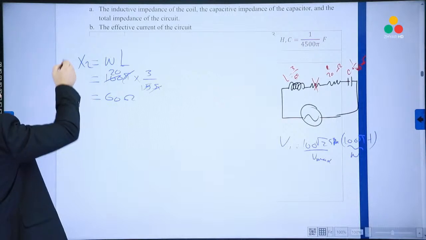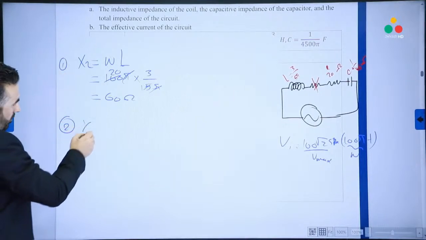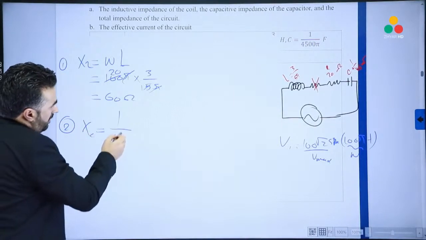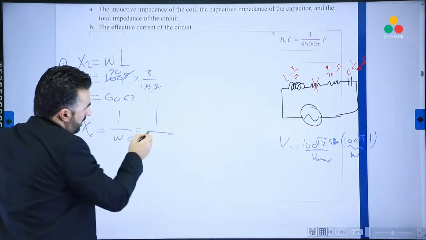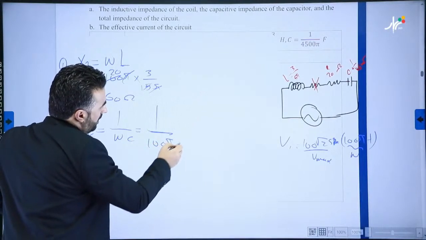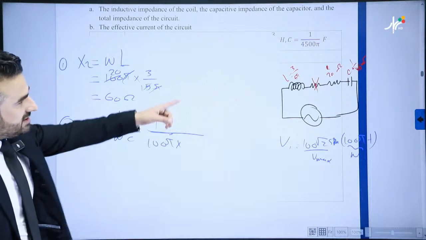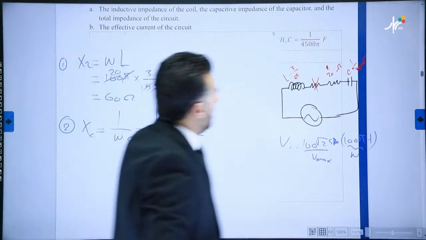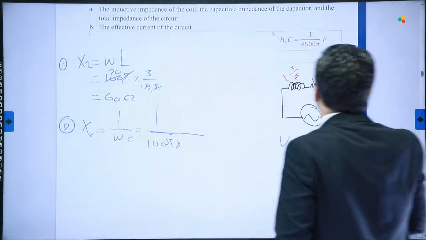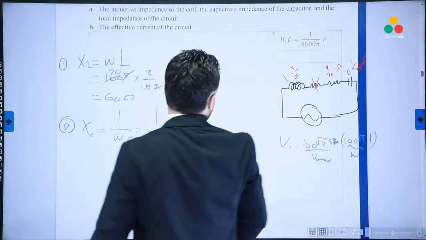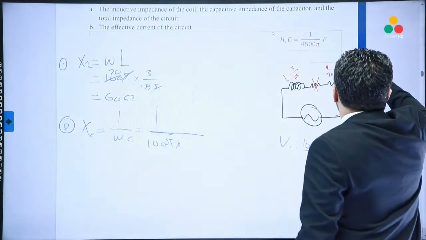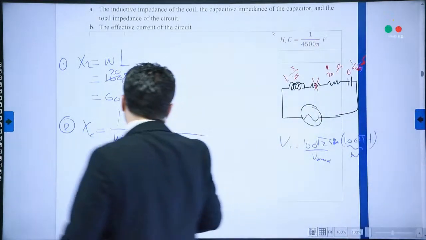Okay, what about the second one? So the second one says find XC here. What is XC equal to? 1 over omega C here. So 1 over omega, again, it is 100 pi multiplied by, what is the value for C here? The value for C, as you can see, it is 1 over 4,500, okay, 4,500 actually.